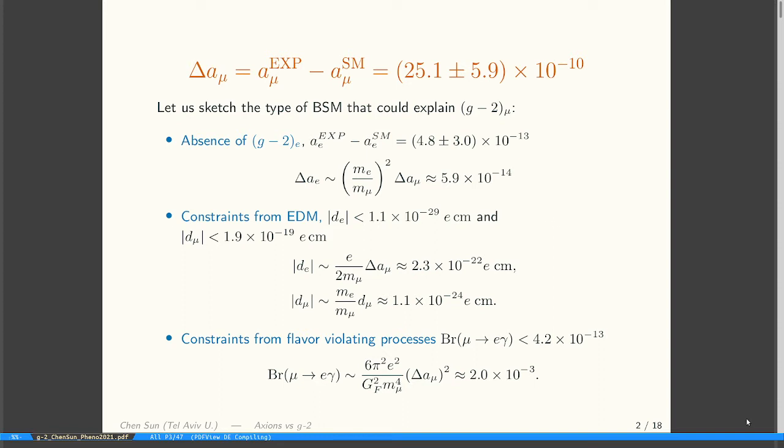So here are some very general rules if we want to invoke new physics to explain this muon G-2. The first one is that we want to suppress the electron G-2, because the experimental result is quite compatible with the standard model prediction. On top of that, we want to suppress the CP violation in general, because otherwise the model would be heavily constrained by the electric dipole moment constraints. The third constraint comes from the flavor violating process. So in principle, we also want to suppress the dangerous operator that causes the flavor violating process.